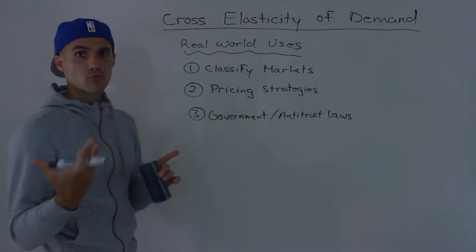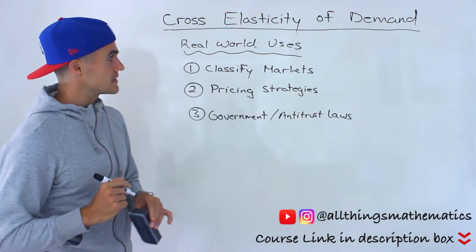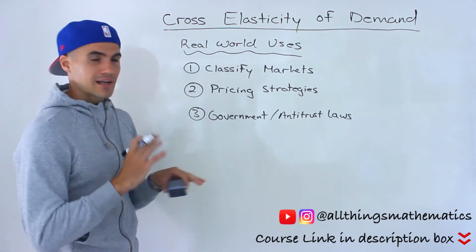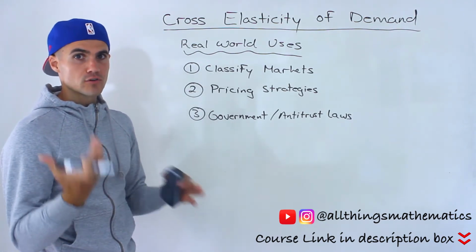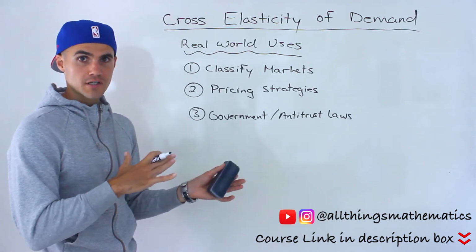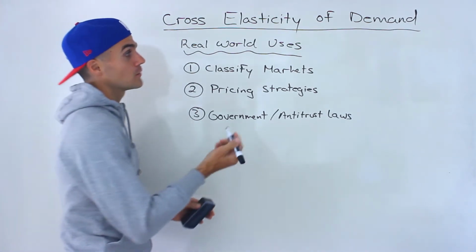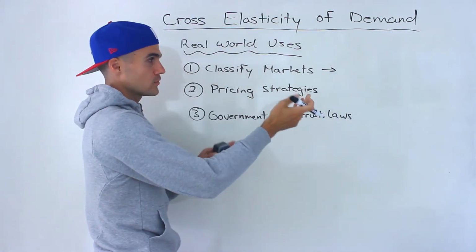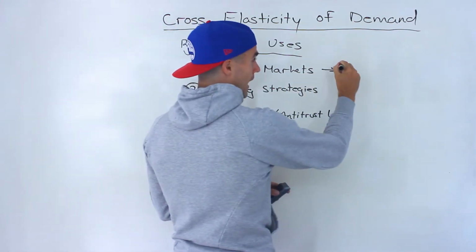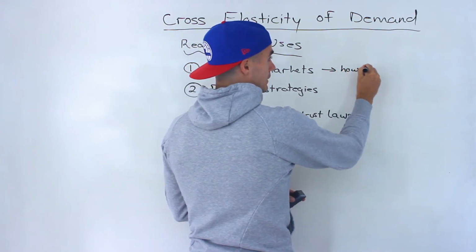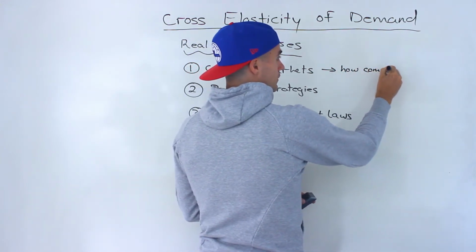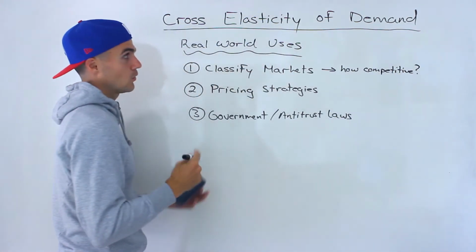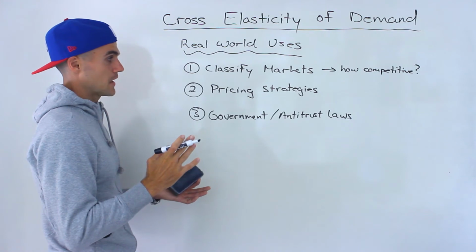Now, there's also a couple of real-world uses for the cross-elasticity of demand. So, number one, you can use it to classify markets. If you're starting a business, before going into a particular market, you may want to see how competitive it is, for example, or how many substitutes there are, or if you were to price certain products a certain way, what would happen. So mainly, you can check how competitive a market is using the cross-elasticity of demand.